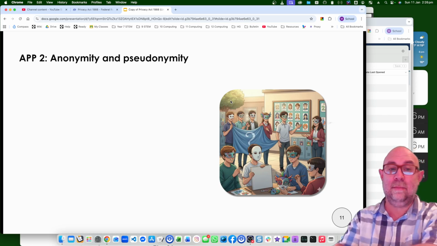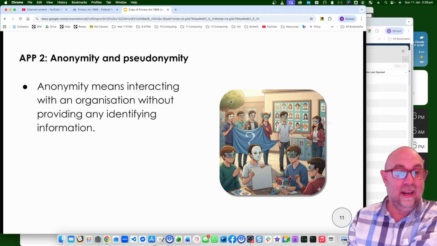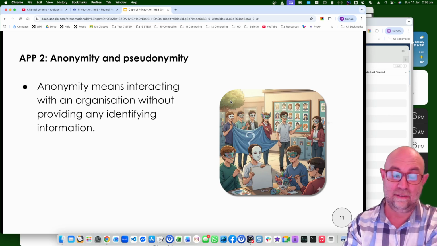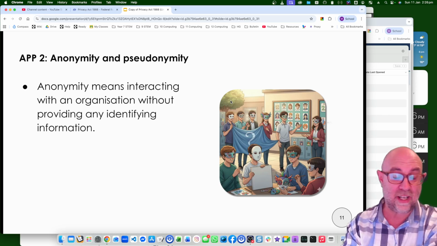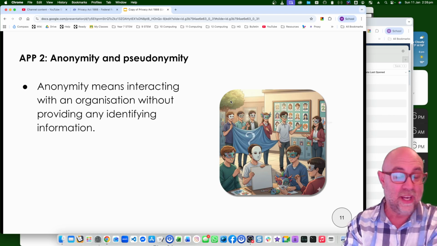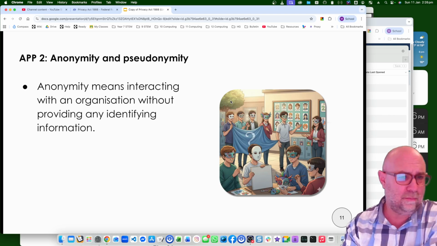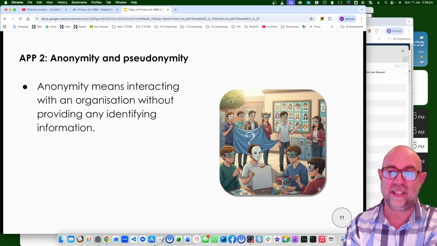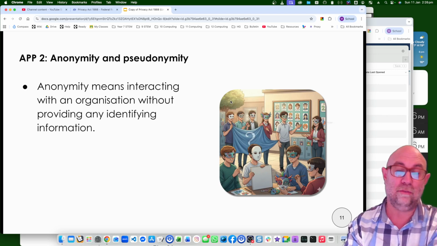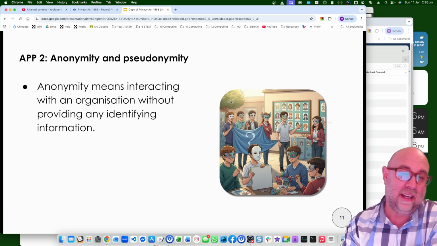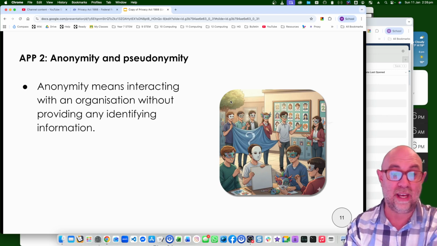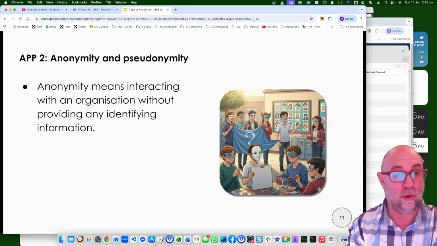Number 2, anonymity and pseudonymity. Now, anonymity means interacting with an organisation without any identifying information. So you're not giving them a username or password or a made-up name. You just can interact with them. So, you see sort of satirical videos about this, of going into a shop and them saying, well, first you've got to create a user account and we need this and that. Even online, if you can provide a service to somebody without knowing who they are, then you're meant to. That's what this says.